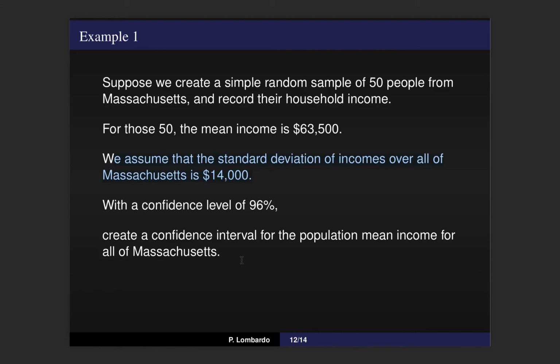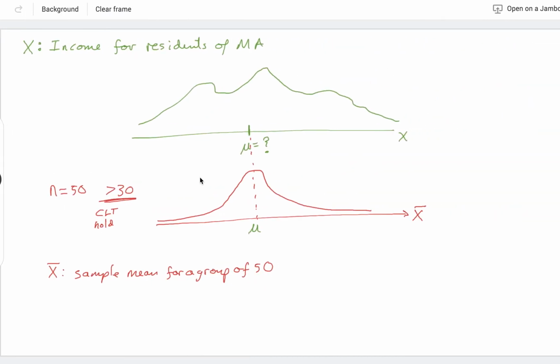We assume the standard deviation of incomes over all of Massachusetts is 14,000. This is a statement not about a sample mean, it's a statement about our actual population, right? This is a parameter. What this is telling us is that the amount of variation that we would see in the population, our sigma value, is equal to 14,000. That's an assumption we're making for this particular model.